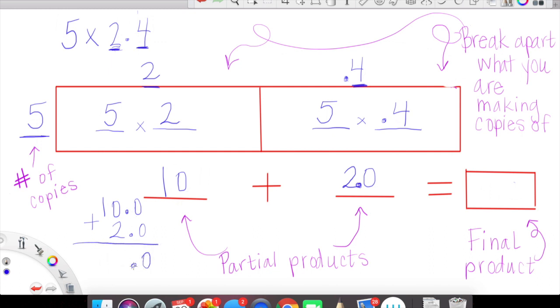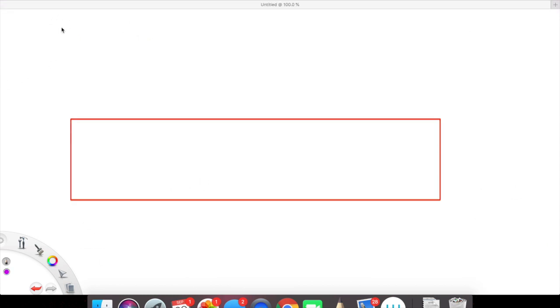0 plus 0 is 0. We bring down our decimal. 0 plus 2 is 2. And then we have 1 plus nothing is 1. So our answer here, my friends, is going to be 12. 5 copies of 2.4 is 12. Beautiful. We are going to take a look at one more problem here.